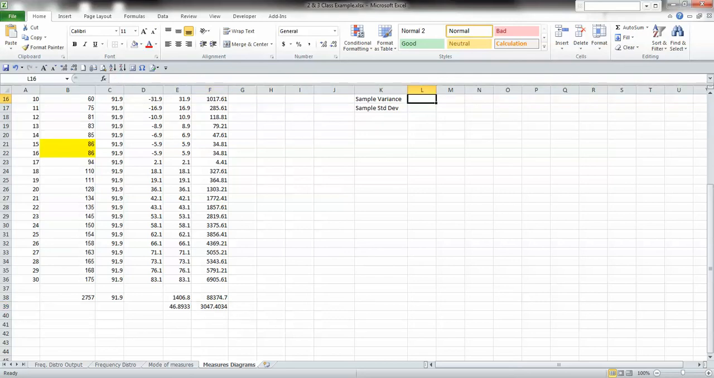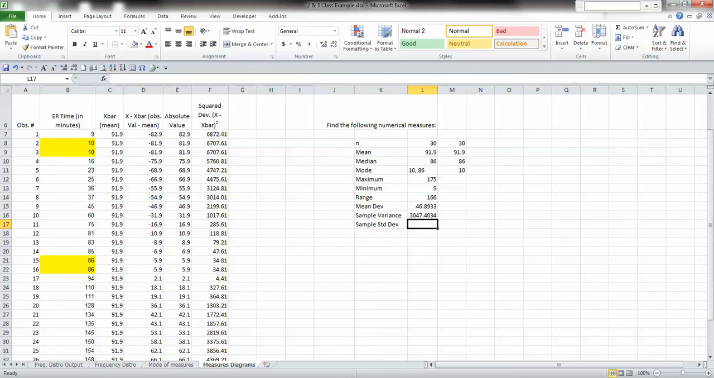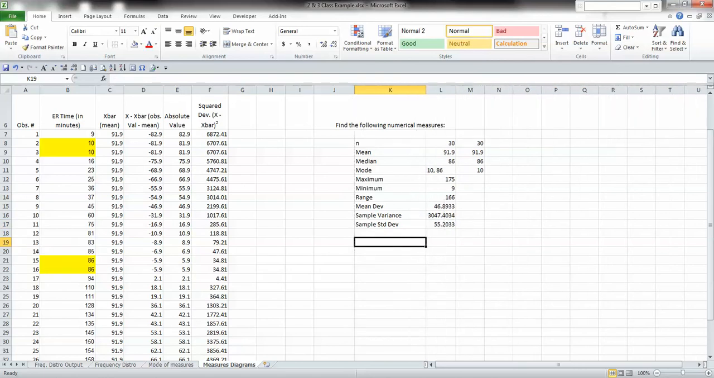We can put that right up here. We can either just do a cell reference, or we could type it in. And the sample standard deviation is simply the square root, which Excel has a formula for, equals SQRT. It's the square root of the sample variance. And we get 55.20329. And again, I'll just take it down to 4 decimal places. So this is a sample data set. If we were looking at population data, it would be a little bit different.